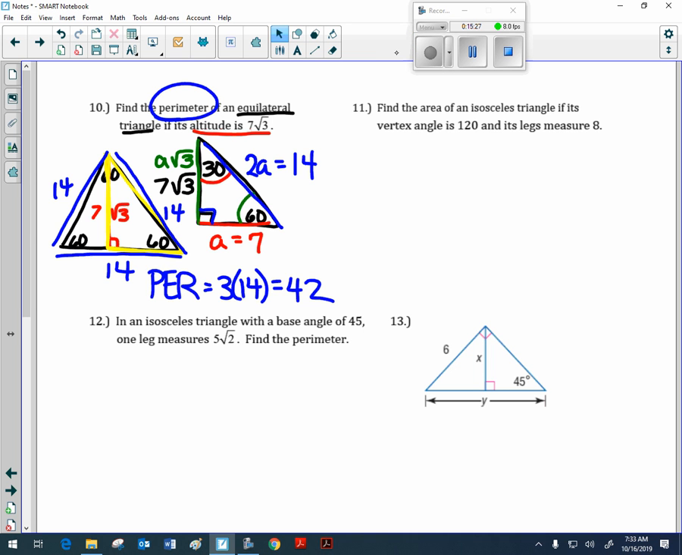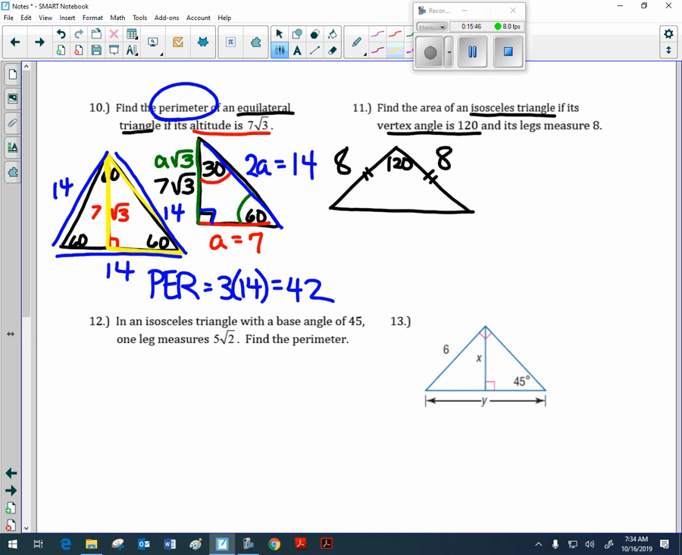In question 11, it's the area of an isosceles triangle. The vertex angle is 120. So I'm going to draw this to look like 120 with isosceles, 2 equal sides, and the legs, which are the 2 equal sides, both measure 8. And they want us to find the area of this triangle. In order to do area of a triangle, you have to know the base and the height. Right now, I don't know the base, nor do I know the height.